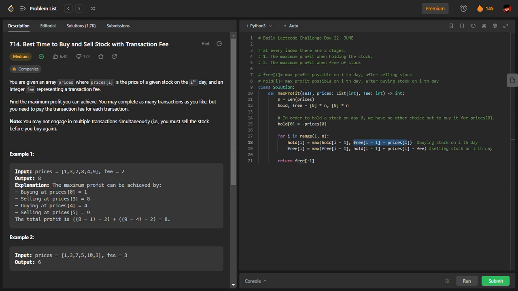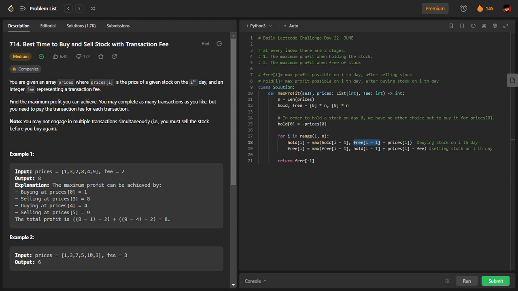I have to go to free of I minus 1. Holding a stock means I should have freed it already. That means in the previous stage I should be free of any stock. So this is what we are going to take: the total profit we have made in the I minus 1 stage of the free array, minus we are going to grab a stock.